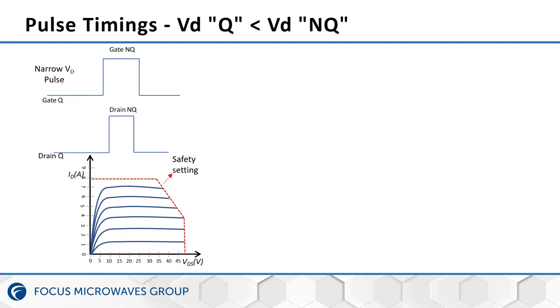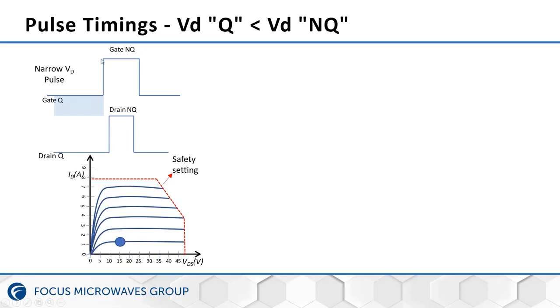So we'll talk about two different scenarios. The first one is where the quiescent drain voltage is less than the non-quiescent drain voltage. Here we see the gate pulse and the drain pulse. The quiescent drain voltage is lower than the non-quiescent voltage. And the drain pulse is narrower than the gate pulse, which means the gate pulse turns on first. Starting from the quiescent bias point, where the quiescent current is flowing into the device, which is this region, the gate non-quiescent pulse will turn on.